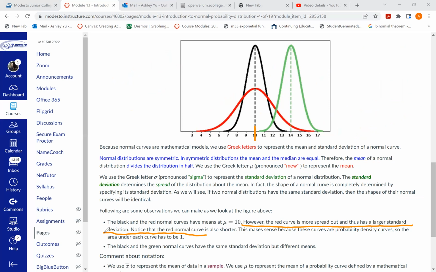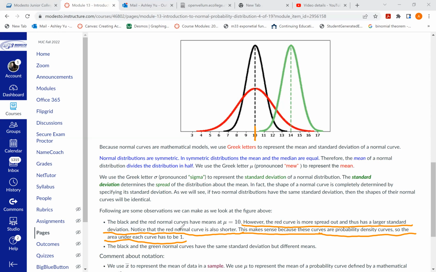Notice that the red normal curve is also shorter. This makes sense because these curves are probability density curves, so the area under each curve has to be 1. If the area under the red curve has to be the same as the area under the black curve, then if the red curve gets wider, that's adding area, so it has to get shorter to compensate, to keep that same area equal to 1.